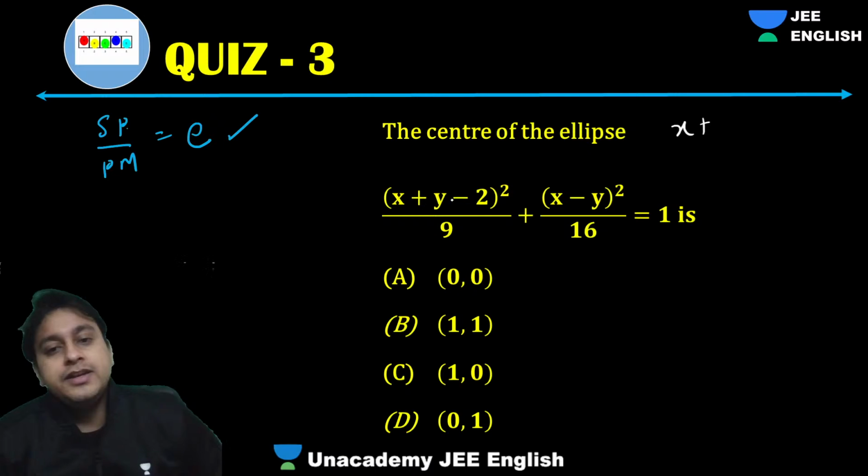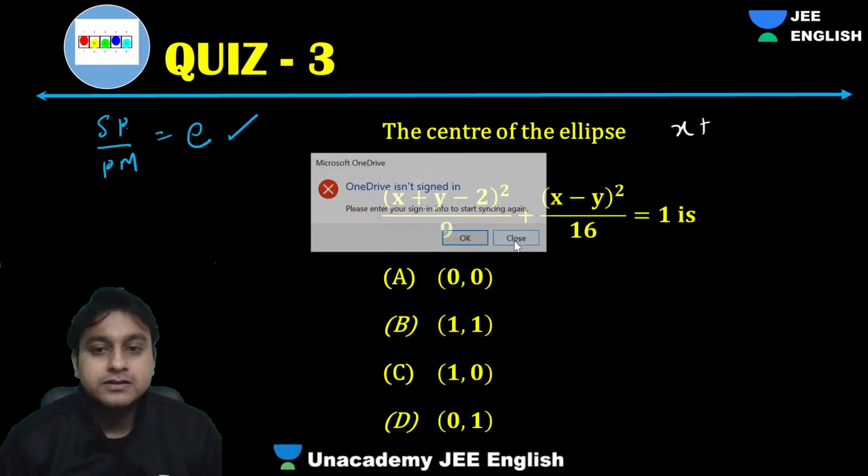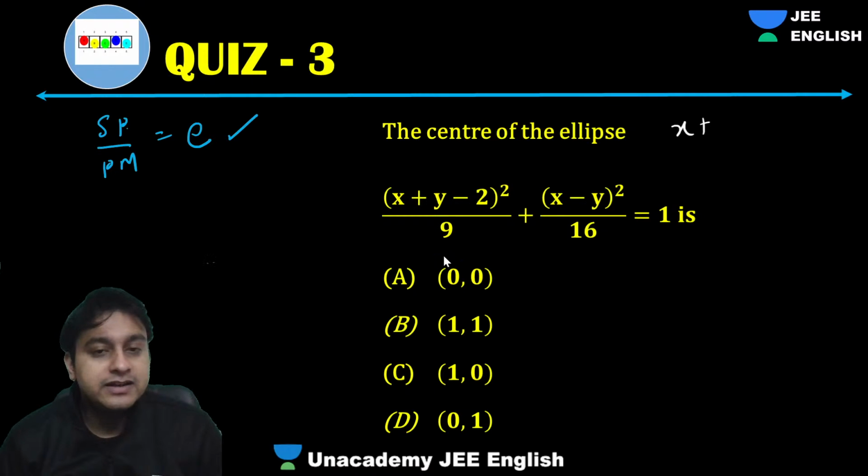So here what's happening, guys, is that x plus y minus 2 is the major axis, right? x plus y minus 2 is the major axis.